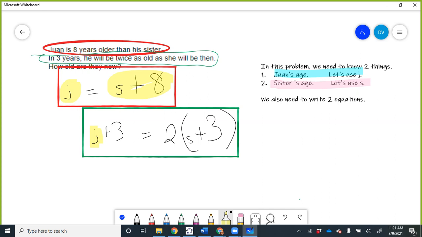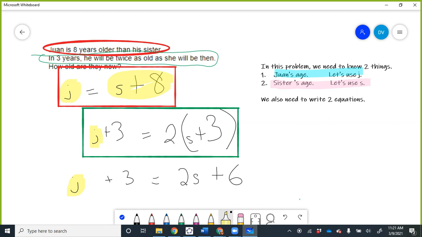I'm going to say that again, and then I'm going to erase the yellow in a second. After I rewrite it, I'm going to write this green box again. J plus 3 is equal to, I'm going to distribute here. 2 times s is 2s, and 2 times 3 is 6. But like I said a second ago, I'm going to erase and replace.